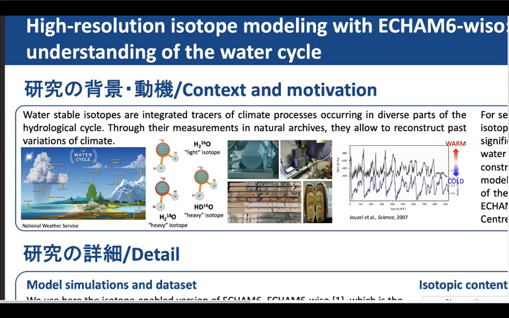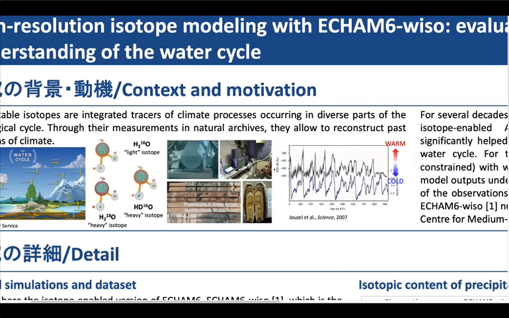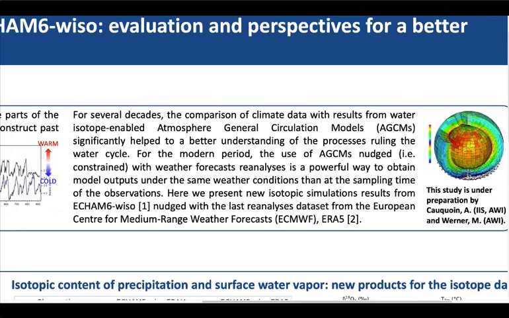cycle. And through their measurements in natural archives, like here ice core, for example, or marine sediments, etc., you can reconstruct the past variations of climate, like here the temperature in Antarctica during the last 800,000 years with warm and cold period that you can see here. So this is for the data side, but now let's go to the model side.